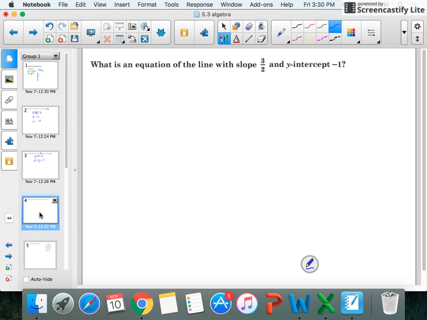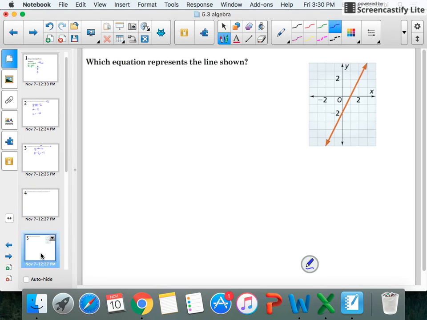So go ahead, I want you to pause the video and try this one on your own. Now for this one, it says, write which equation represents the line shown. So we have to write an equation.